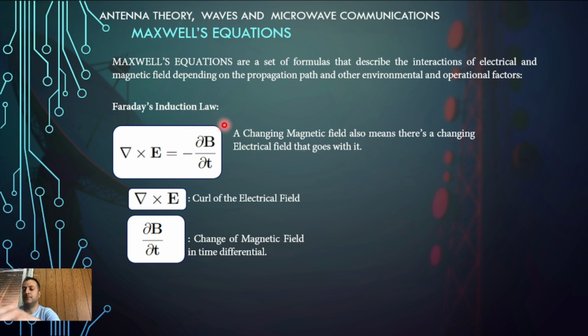Third, Faraday's induction law, which states that a changing magnetic field, okay, here you see the partial derivative of B, being the magnetic field, during a certain duration of time, a time span. This change of the magnetic field during the time variable would also imply a change of the electrical field. So they are connected, directly related to each other. A change of the magnetic field would also lead to a change of the electrical field. So they go hand in hand, in other words.